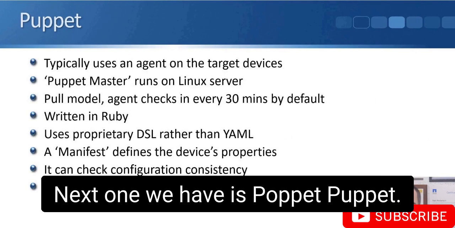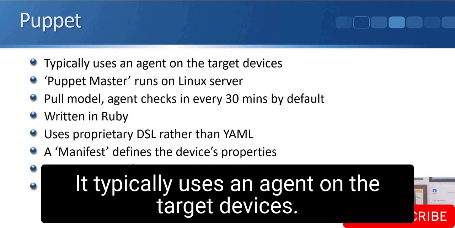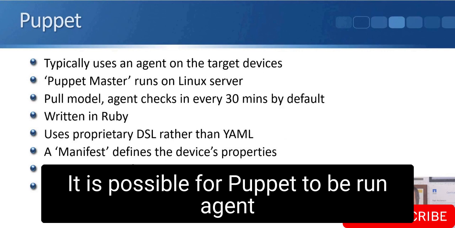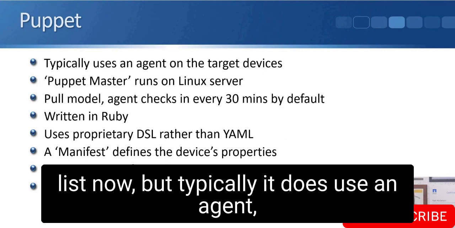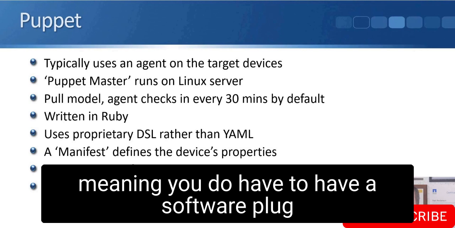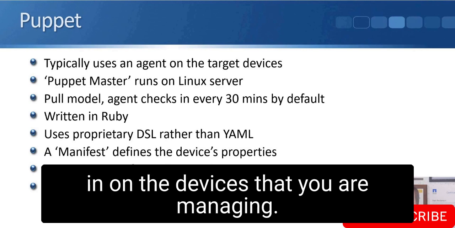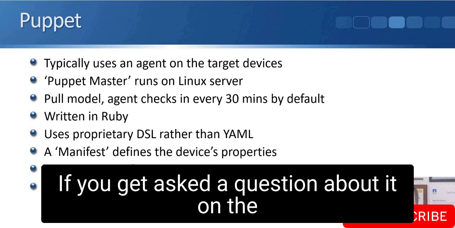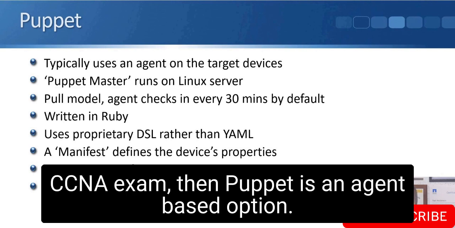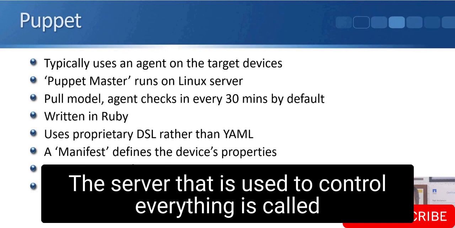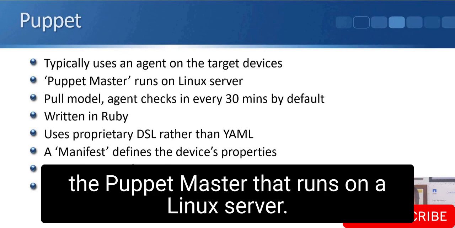Next one we have is Puppet. Puppet typically uses an agent on the target devices. It is possible for Puppet to be run agentless now, but typically it does use an agent, meaning you do have to have a software plugin on the devices that you're managing. If you get asked a question about it on the CCNA exam, then Puppet is an agent-based option. The server that is used to control everything is called the Puppet Master.